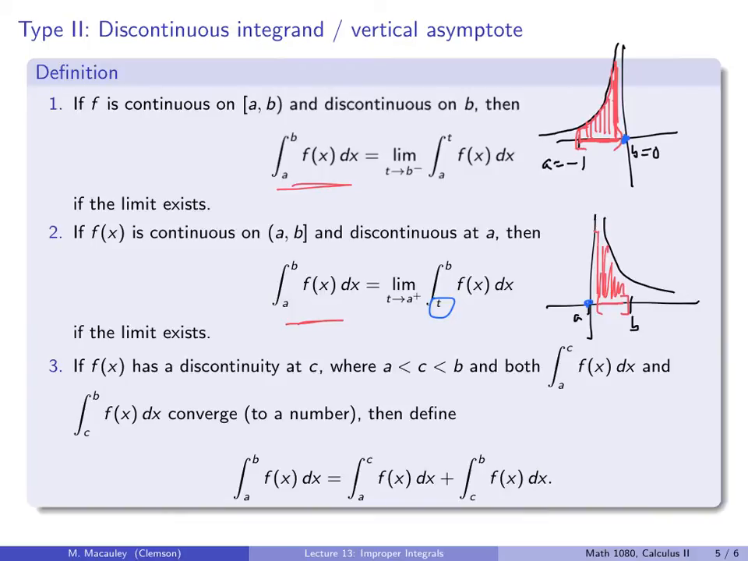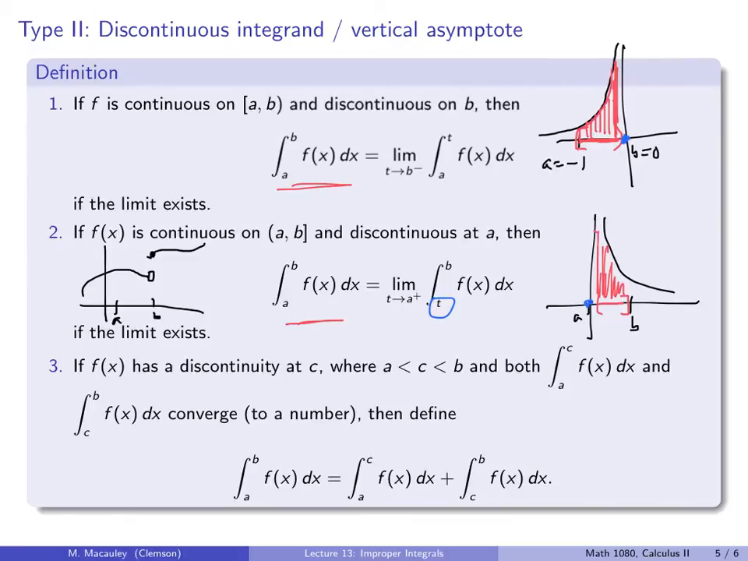It doesn't actually have to be a vertical asymptote. We could have a nice function like this, and there just happens to be a discontinuity here. So maybe it's defined at this point, and it is not defined at that point. And we want to integrate. We want to say, what is the area under the curve between A and B?